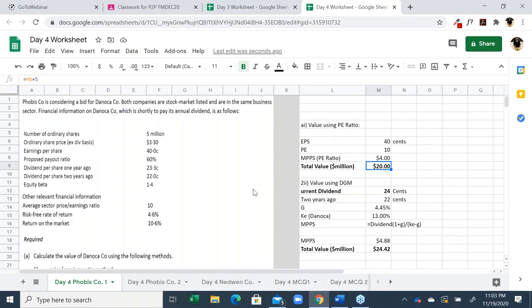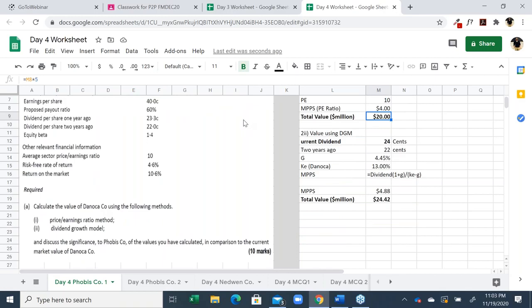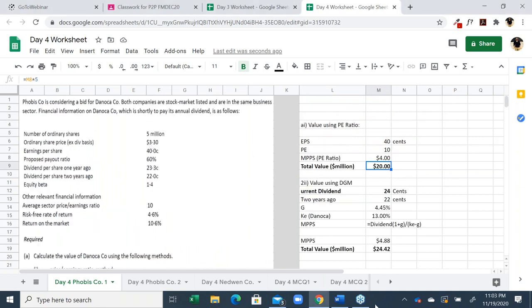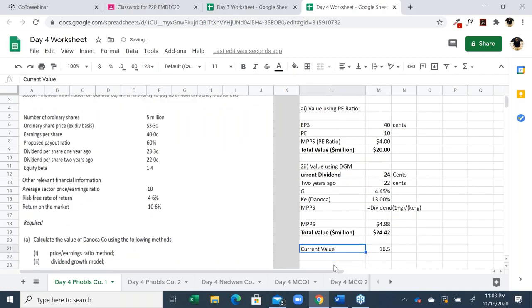So the calculation part is now over, but there is another important part, and that is the discussion related to the significance to Forbes company of the values you have calculated in comparison to the current market value of the Denoka company. What's the current price of the Denoka company? It's 3.3. So current value 3.3 into 5 million. So it's 16.5 million, right?